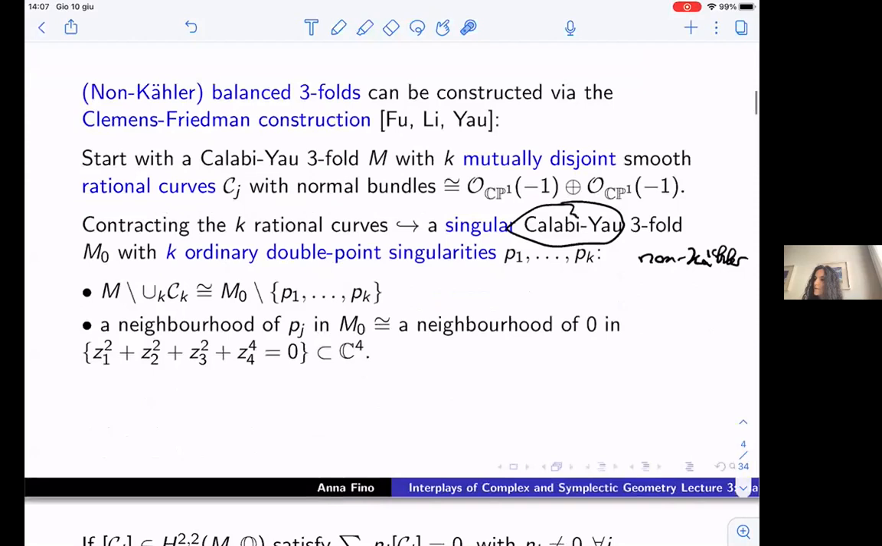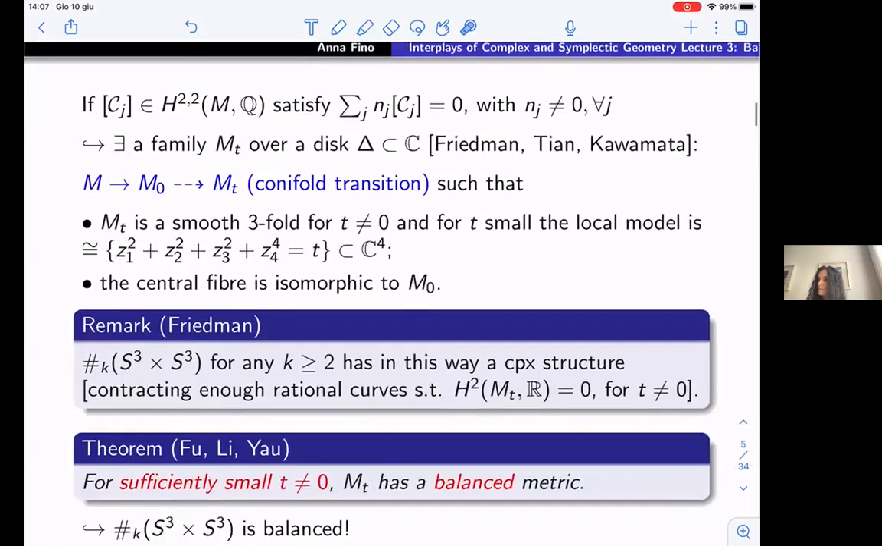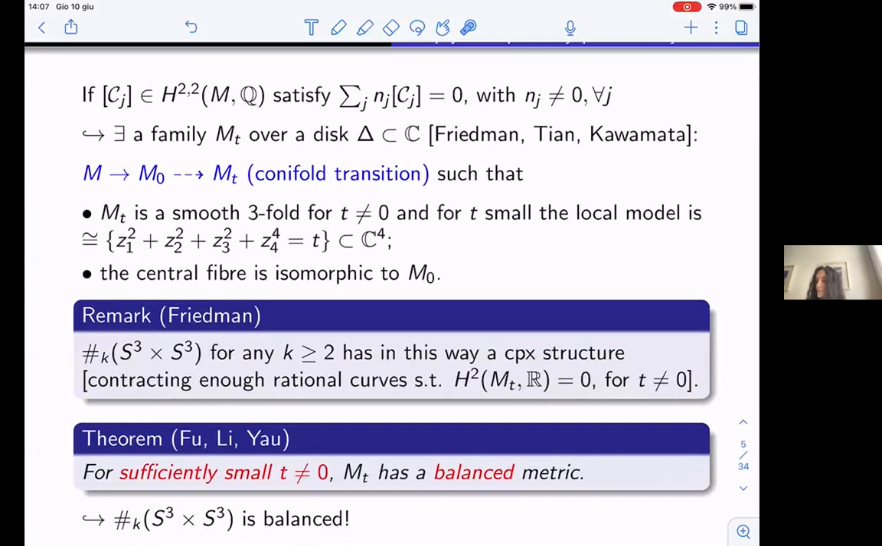This is what you get geometrically. And if you take the fundamental form associated to Cj and view it as an element of a rational 2-2 form satisfying this condition with Nj different from 0 for any j, then, due to Friedman, Tian, and Kawata, there is a family of complex manifolds MT over a disk in C. Before we did a contraction, and now we are doing this smoothing. We go from M to M0, and then you construct this family. This is what is called conifold transition.